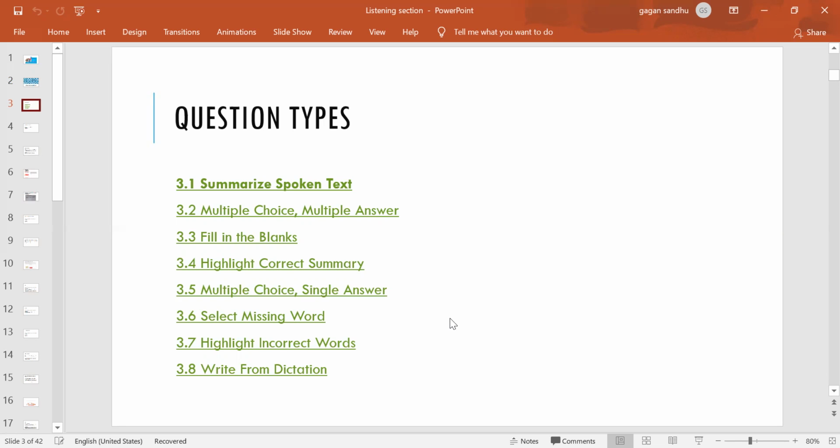So there are 8 item types, from summarize spoken text to write from dictation. The first and the 8th item types will always be the first and the last. But the 6 item types in between can be shuffled. For example, you may get select missing word before multiple choice, or highlight incorrect word before filling in the blanks. Summarize spoken text will always be first and write from dictation will always be last, so that you know this is the ending of the section.